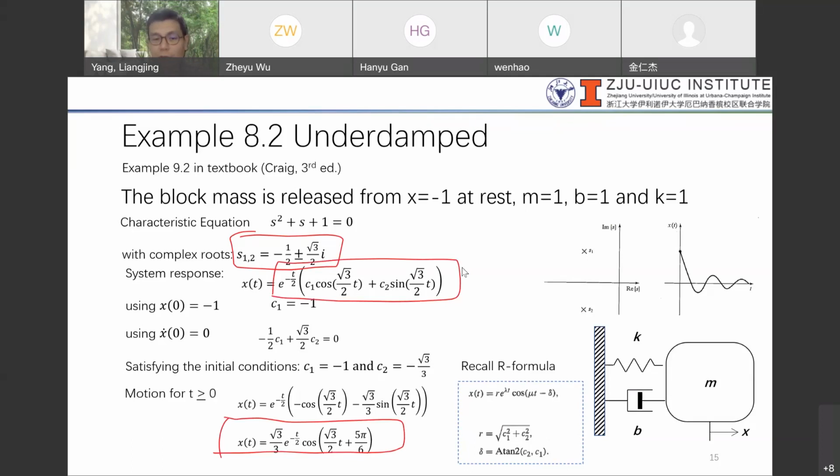The C1 and C2 that satisfy your initial condition can be plugged into your solution form to get the actual solution, in the S domain and the time domain.